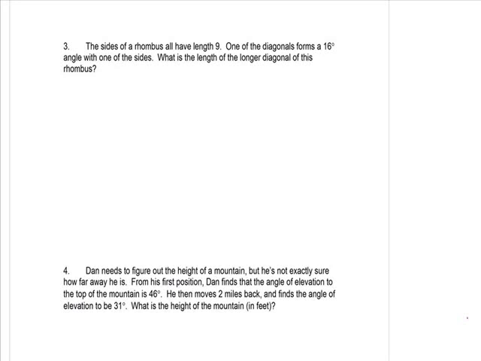Alright, so number 3 I really like because it says the sides of a rhombus all have length 9, meaning we have to remember the properties of a rhombus. So I'm going to use my handy dandy rhombus maker and go ahead and mark all 4 congruent sides to be 9. And then I'm curious, why would we have a problem about a rhombus in our right triangle unit?